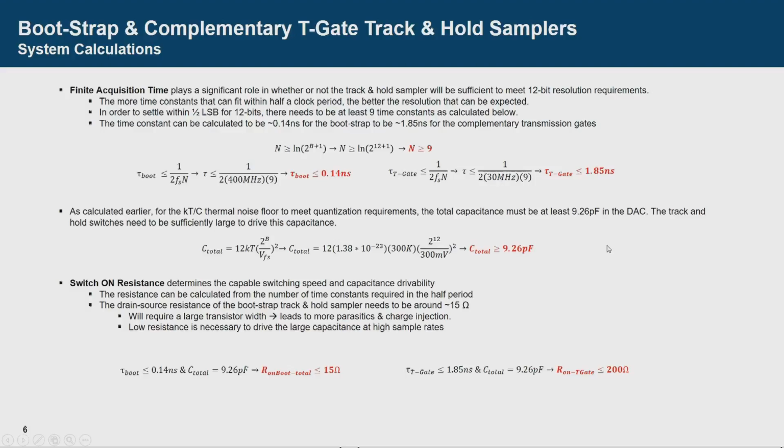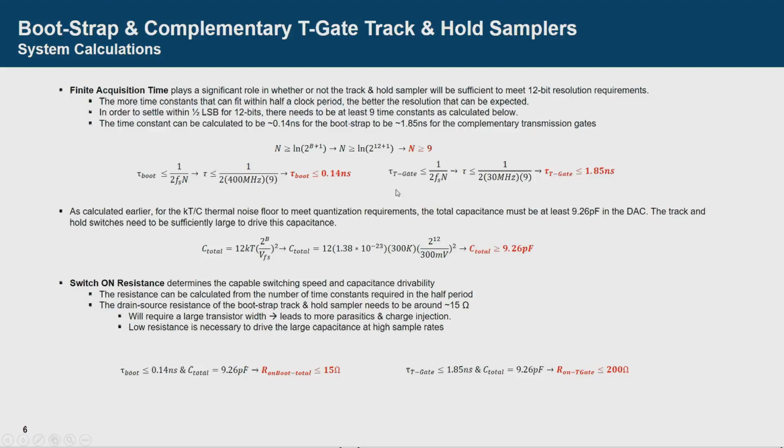Here are the system calculations for the track and hold sampler. The finite acquisition time plays a significant role, and in order to meet a 12-bit resolution with half LSB settling time, I need at least 9 time constants, as I've calculated. Using these 9 time constants and the 400 megahertz clock rate for the bootstrap switches, I calculated the time constant needs to be less than 0.14 nanoseconds.